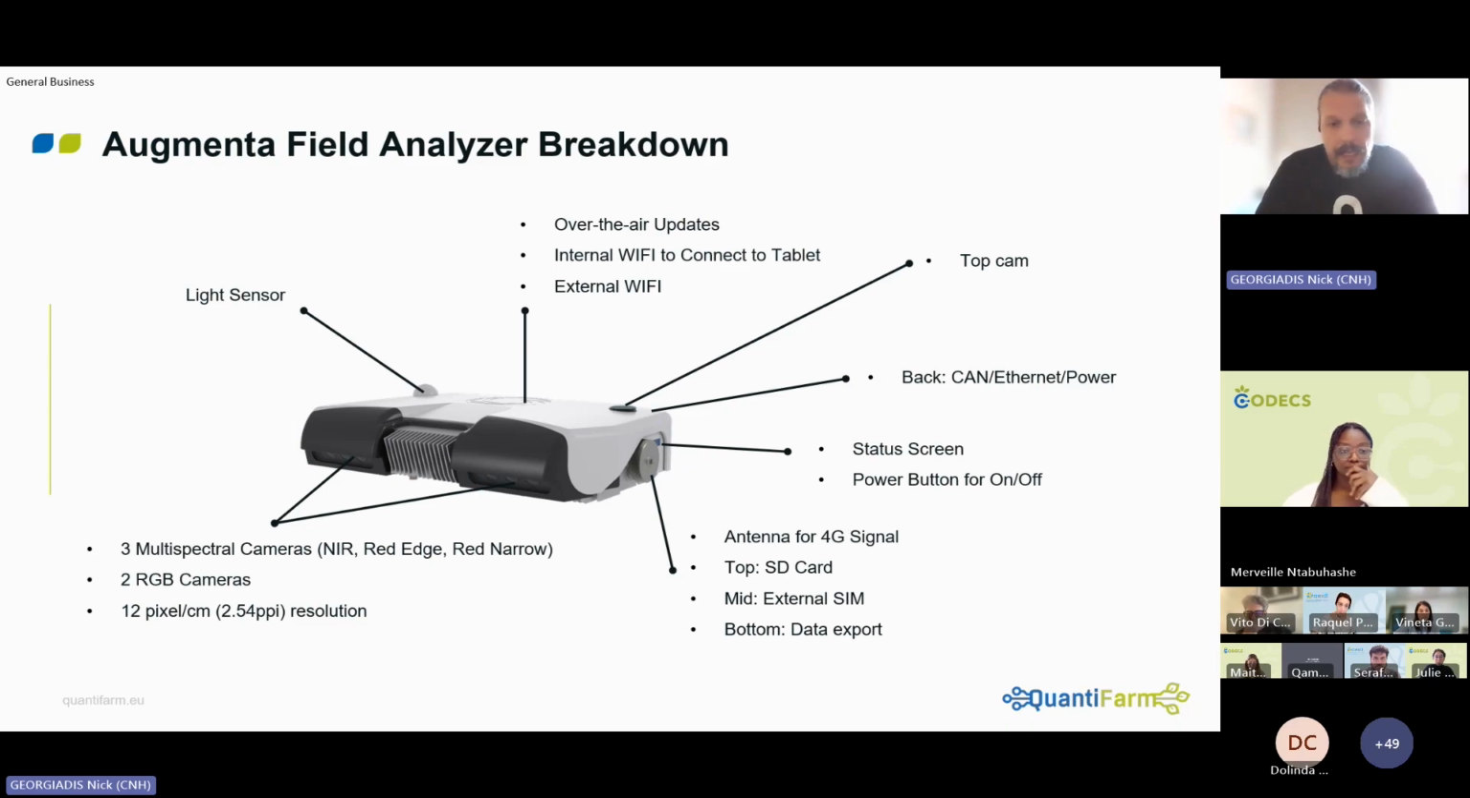It's actually a multispectral camera system which uses different bands, the near infrared, the red edge, the red, and also two RGB cameras. In addition, there are several other sensors like a light sensor, a top camera that can be used in order to create a vegetation index.